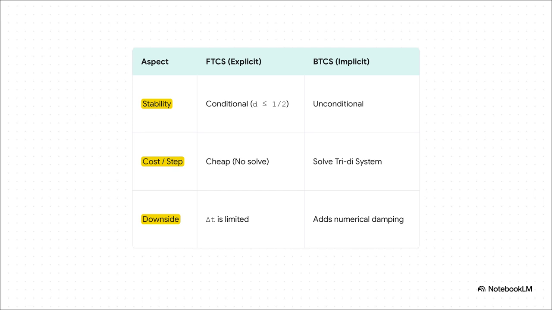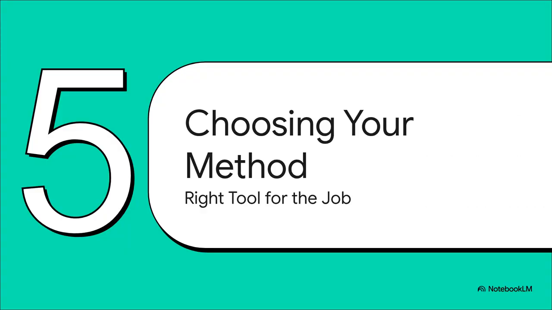Now, cost per step, FTCS is cheap and easy. BTCS is more expensive. And the key downside for each? With FTCS, your time step is just stuck. It's limited by that stability rule. With BTCS, if you take really big time steps, your solution can get a little bit fuzzy or artificially diffuse, but it won't crash. So, with all that in mind, how do you actually choose which one to use?